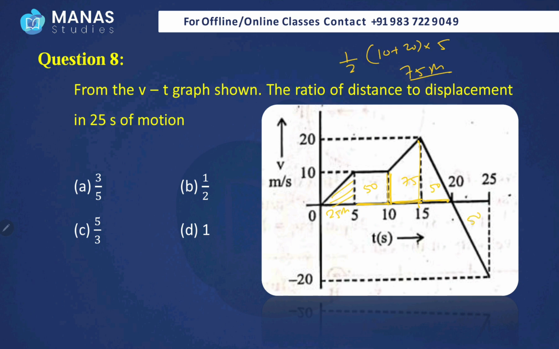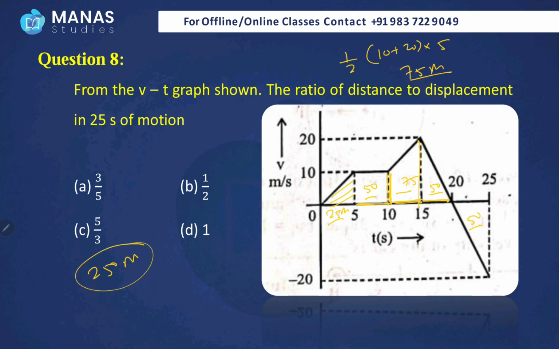So here, what will be the distance? 25 plus 50, 75. 75 plus 75 is 150. 150 plus 50 is 200. 200 plus 50 is 250 meters. That is the distance. And what is the displacement?